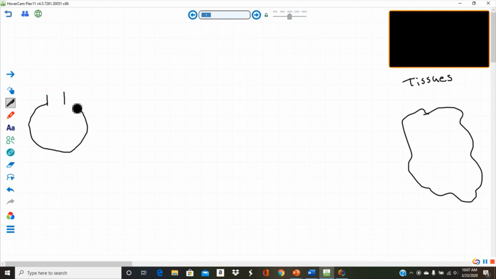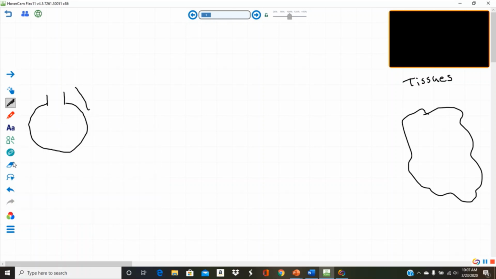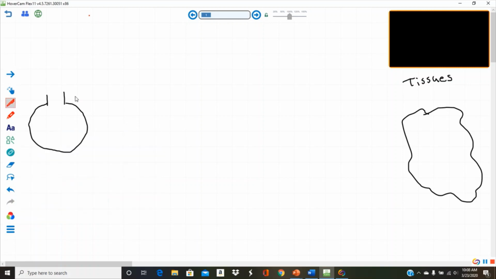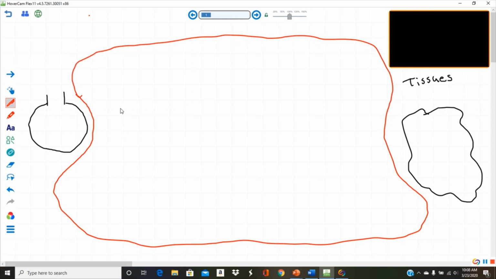Okay, now how do we get this to here? Well, we need a bloodstream. And since we need a bloodstream, let's start off by, see, that was supposed to turn red. I remember distinctively clicking red, but it did not. I don't want to use the light red. There we go. Okay, so let's get a blood vessel here. Okay, so there's our bloodstream.